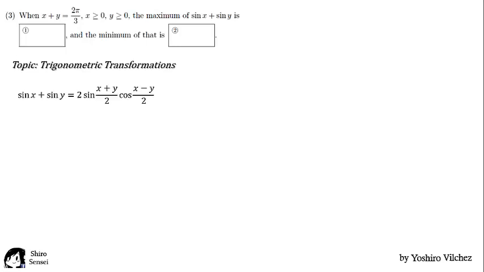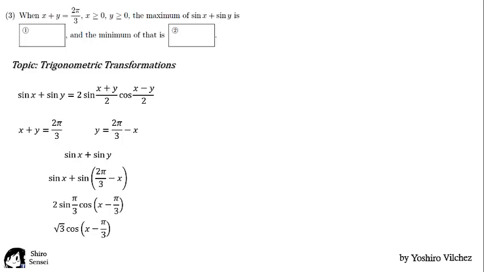So the problem says that x plus y is equal to 2 pi over 3, then y is equal to 2 pi over 3 minus x. Replacing y in the sine of y, we get this expression as a function of x. Next we apply the sum of sines transformation and finally get square root of 3 times cosine of x minus pi over 3. So we need to find the range of this expression using the restriction for x, which is the following: x is greater than or equal to 0 and less than or equal to 2 pi over 3.